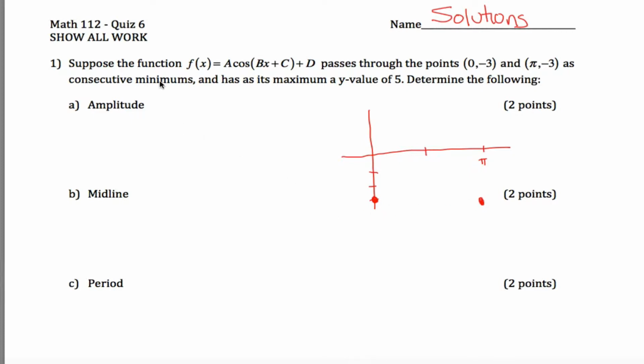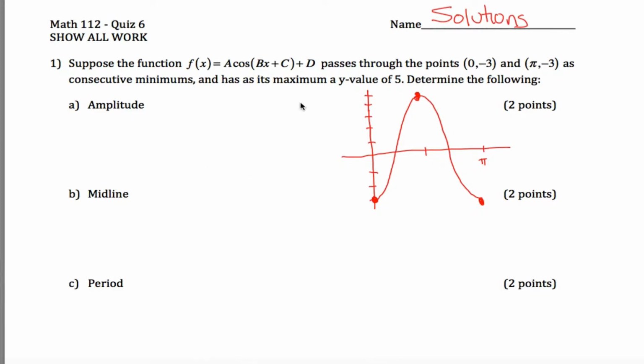And it tells me that these are minimums, consecutive minimums at that, and it has a maximum value of 5. So if the minimums are at 0 and pi, the maximum would have to be at pi over 2, halfway in between those two. So really the graph that I'm talking about looks something like this.